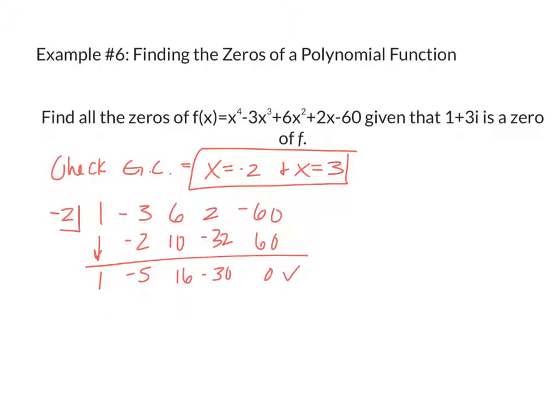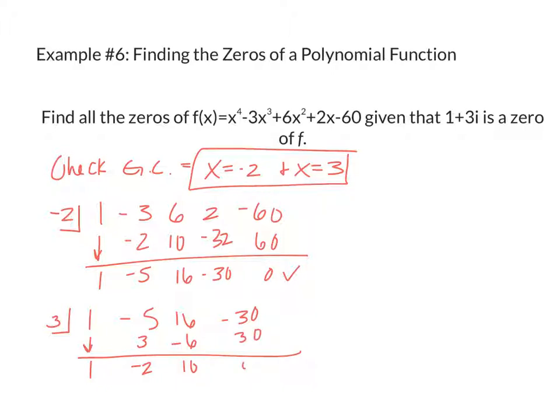That's what we expected. Now we're going to take this 3 to break down those numbers. So 1, negative 5, 16, and negative 30. We'll get 3, negative 2, negative 6 and 10, 30 and 0. And again, that's what we expected. So this is a quadratic equation, and what we'll have left over is x squared minus 2x plus 10 equal to 0.